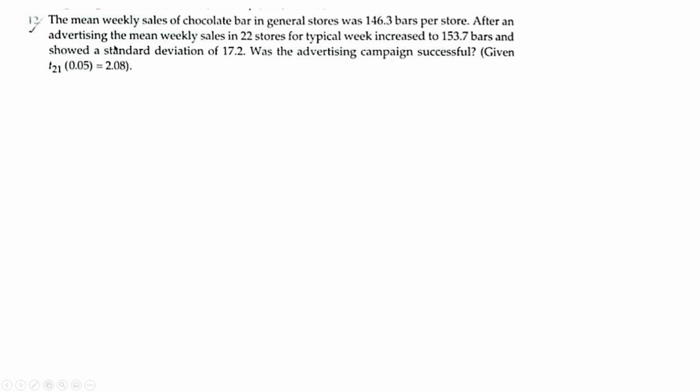So here it is given the mean weekly sales of chocolate bar was 146.3 bars per store. After an advertising, the mean weekly sales in 22 stores was found to increase to 153.7 bars and a standard deviation of 17.2 was recorded. We have to check whether this mean is significant, that is, whether there is any significant difference between the mean of sales before the advertising campaign and the mean of sales after the advertising campaign.